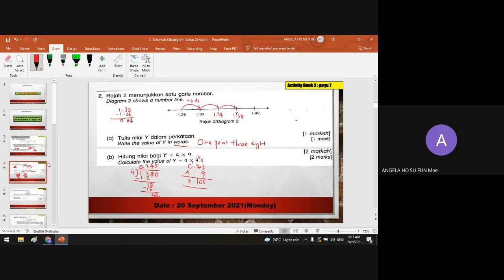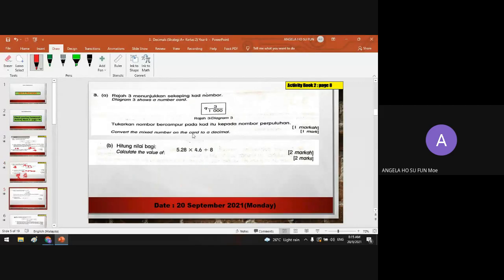Okay, come on. We go for the next question. Right, how about question number 3, which is found in page 8. You see from here, right? A, look at this, diagram 3 shows the number cut. Convert this mixed number. This is a mixed number. When there is a whole number with a fraction together, it will be called a mixed number. So this mixed number, they ask you to convert it into decimal.